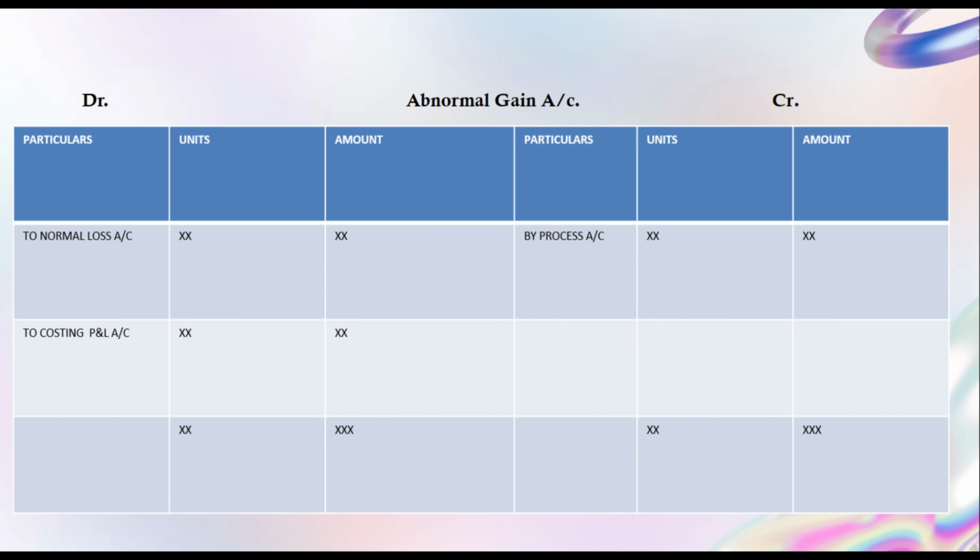This is the format for the abnormal gain. We have just like the opposite of the abnormal loss. On the credit side, we have the process of which we identify the abnormal gain. On the debit side, we have the normal loss and to costing profit and loss account.